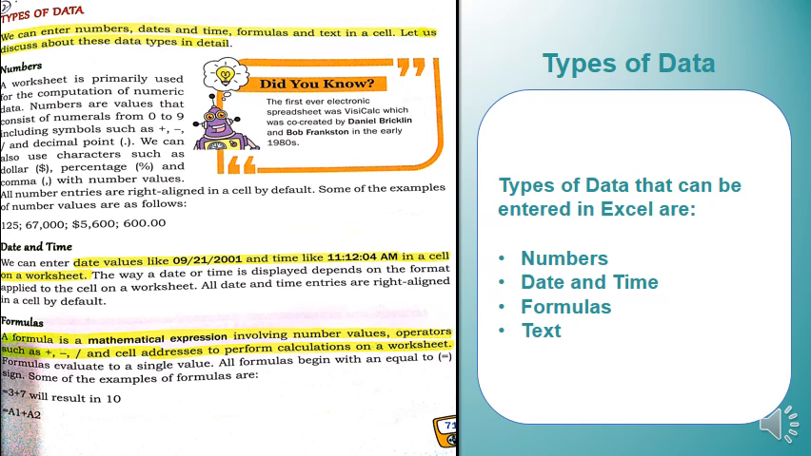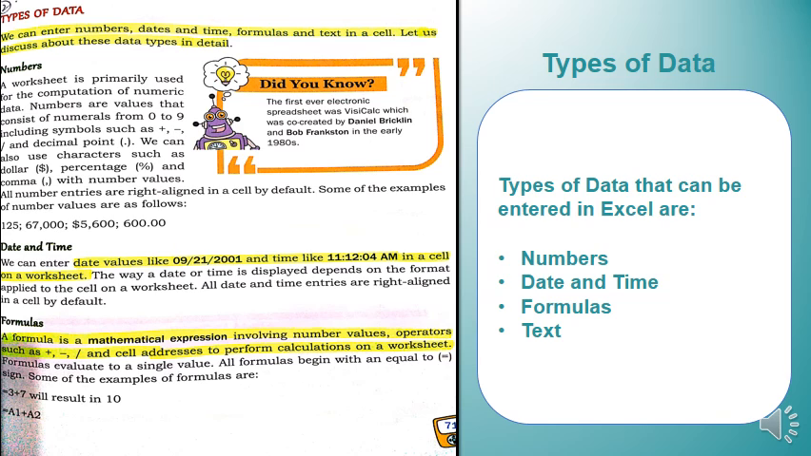Now open page number 71. Here we will discuss some types of data that we can enter in a spreadsheet. So we can enter numbers, date and time, formula and text in a cell. Let us discuss these data types in detail.